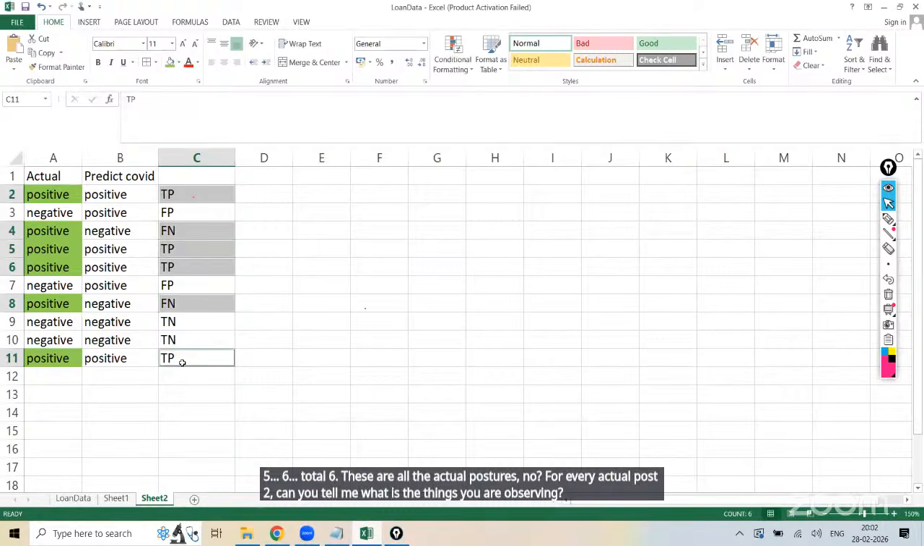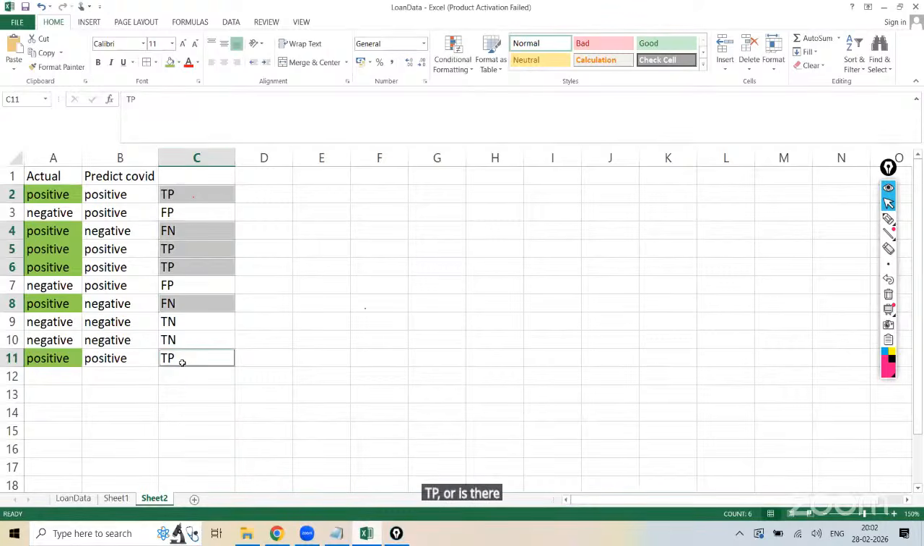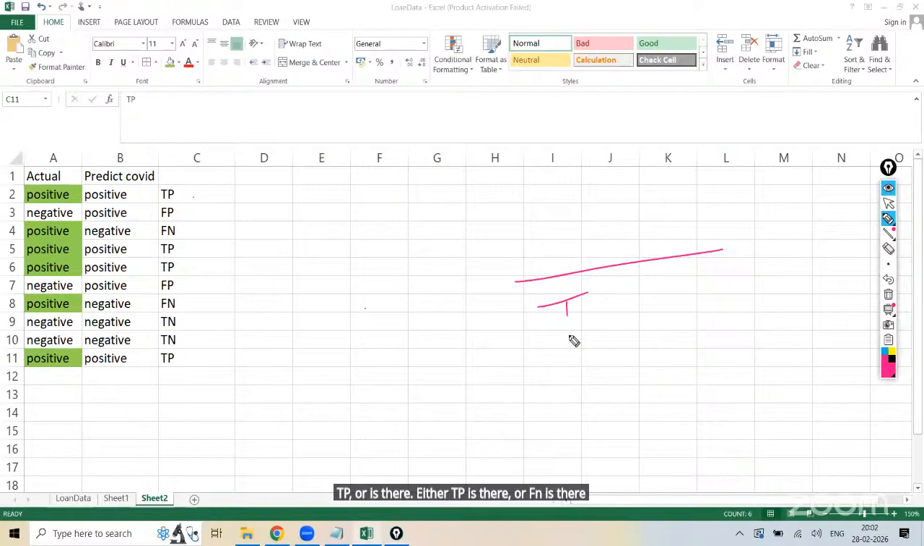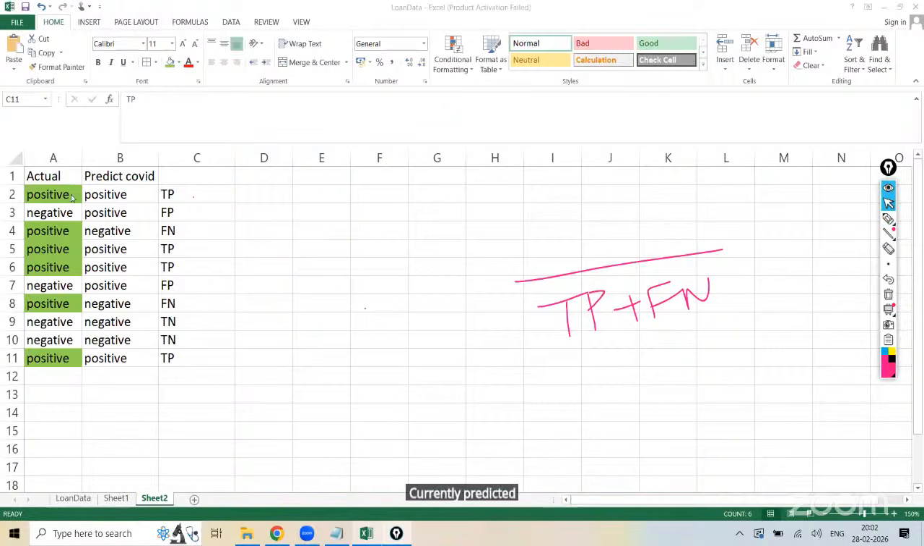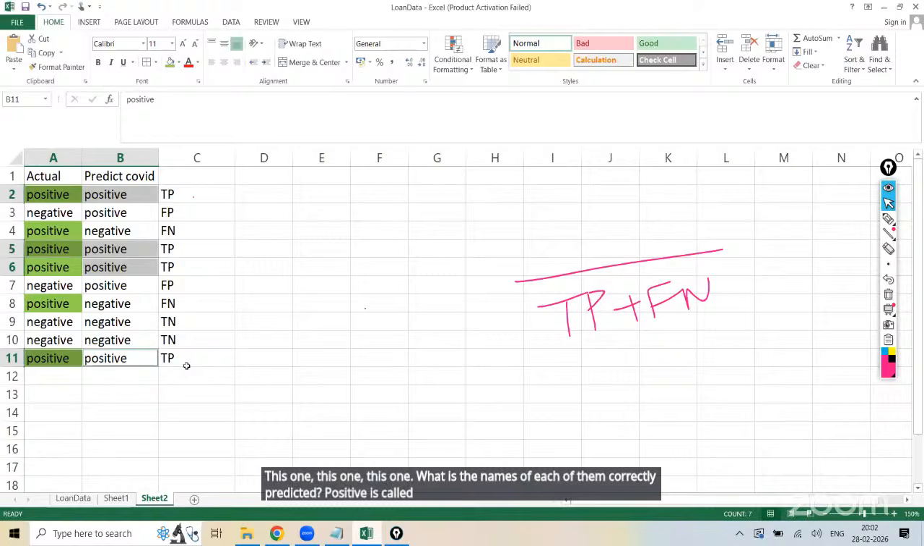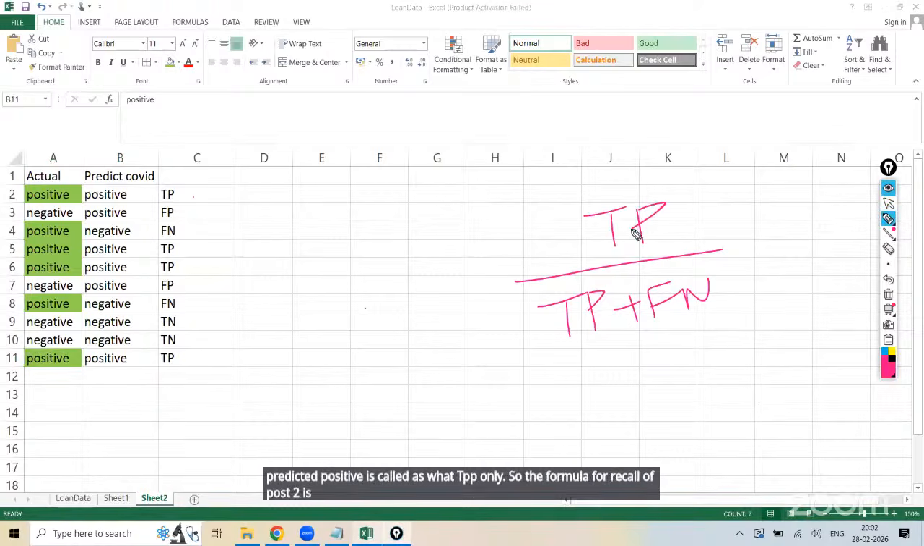Either TP or FN is there. This means your denominator consists of TP and FN. Correctly predicted positives: in this, how many are correctly predicted positives? This one, this one, this one. What is the name for correctly predicted positives? TP only. So the formula for recall of positive is TP divided by TP plus FN.